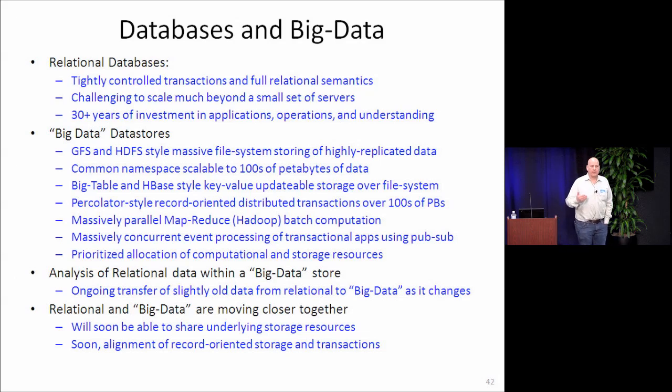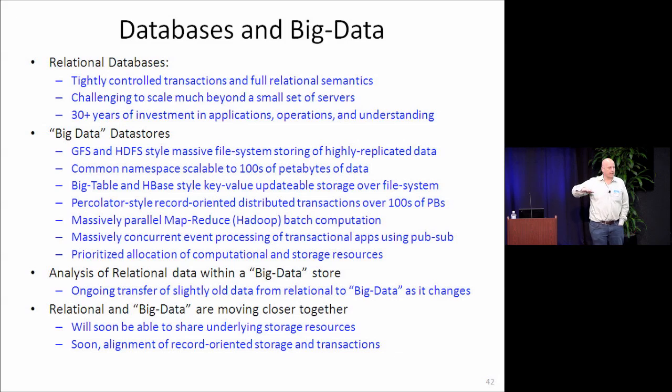The relational stuff, people are using it. There's an incredible investment in it, 30-plus years of investment, right? But yet we're seeing GFS and HDFS style massive scale, common namespaces and hundreds of petabytes of data, literally, pushing into exabytes of data. And so the Bigtable and HBase stuff give you very nice updatable key-value stores. How do you relate this write-once immutable GFS stuff to the updatable store?